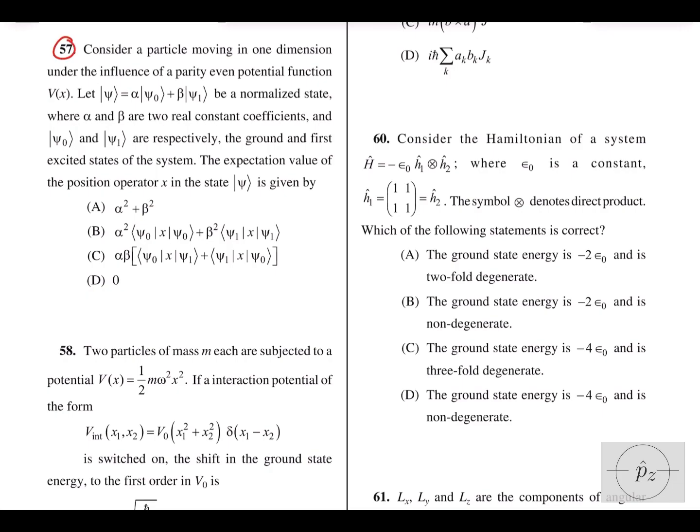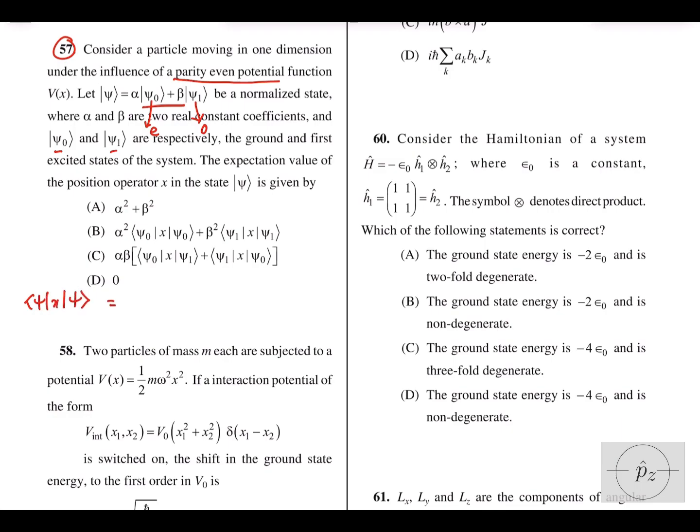Problem 57. Consider a particle moving in one dimension under the influence of a parity even potential function V of x. Let psi be a normalized state, where alpha and beta are two real constant coefficients, and psi 0 and psi 1 are respectively the ground and first excited state of the system. The expectation value of the position operator x in the state psi is given by. So we know the ground state is even and the first excited state is odd. So let us now calculate the expectation value of x in psi.